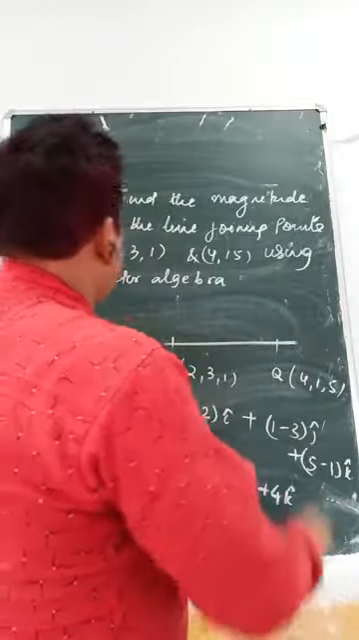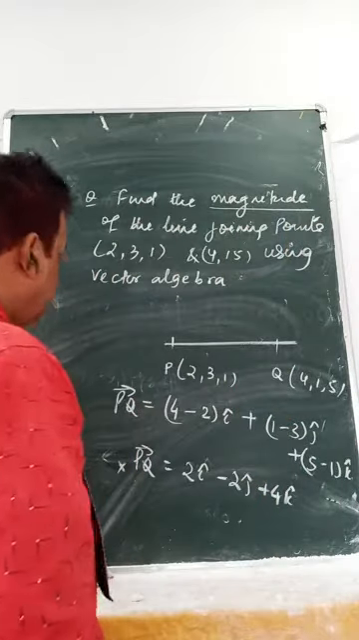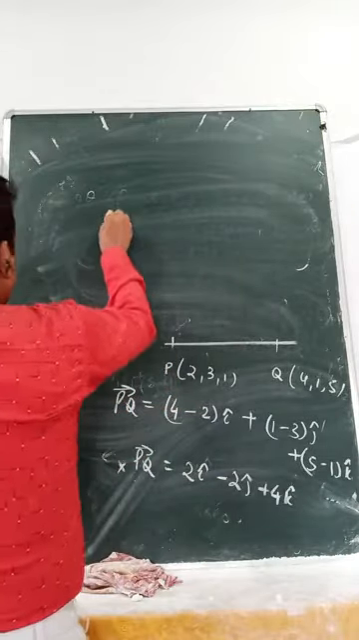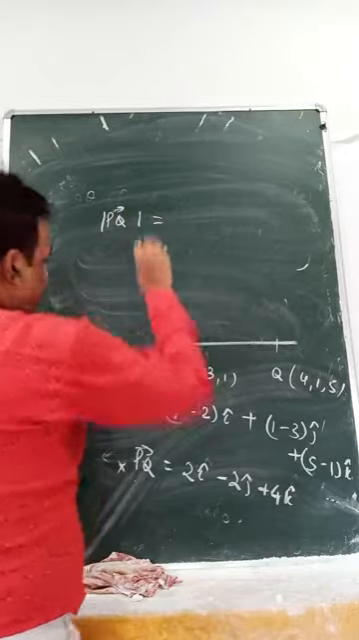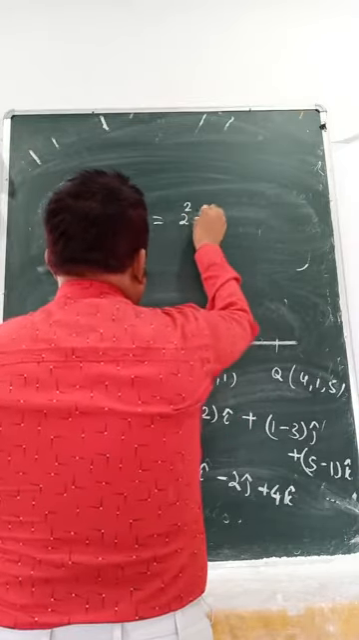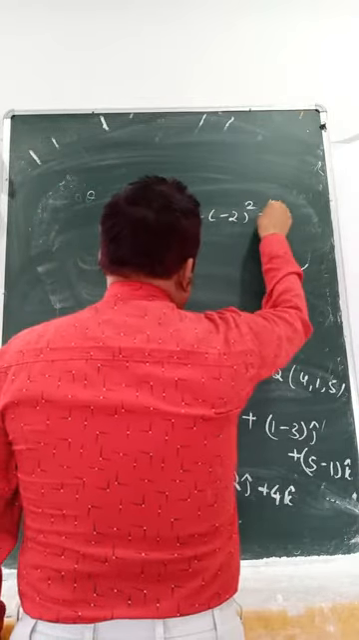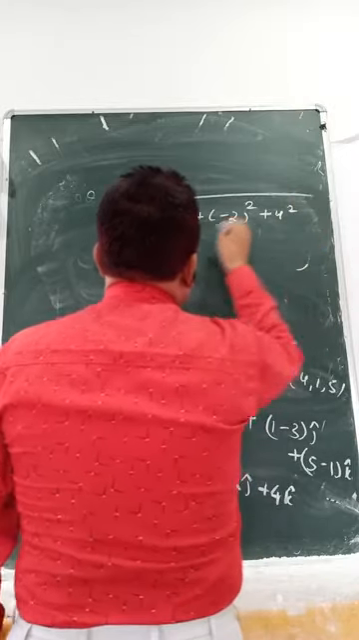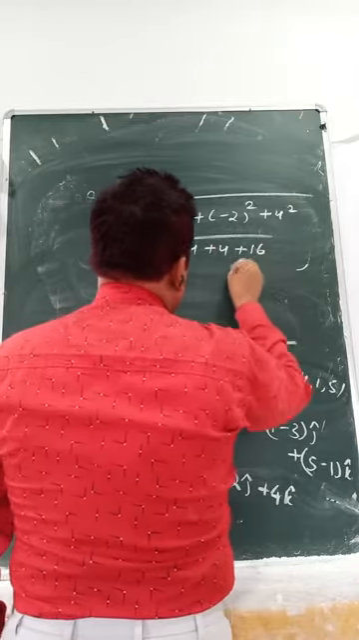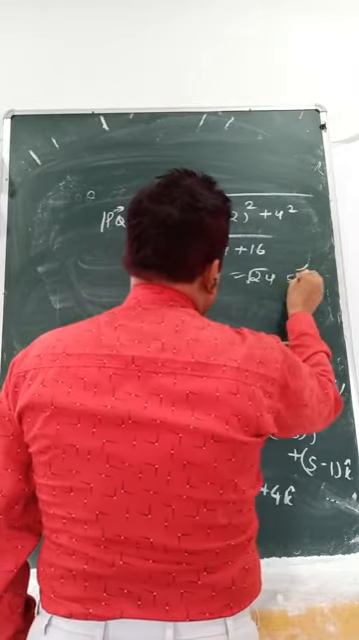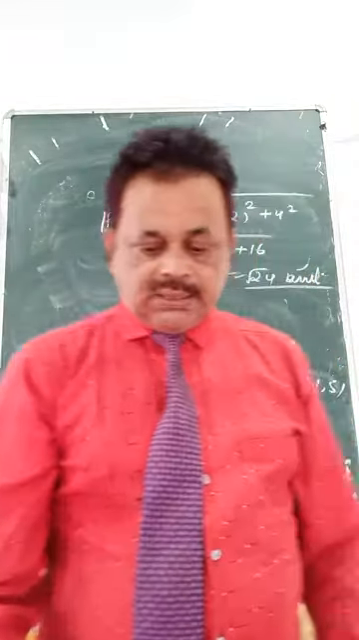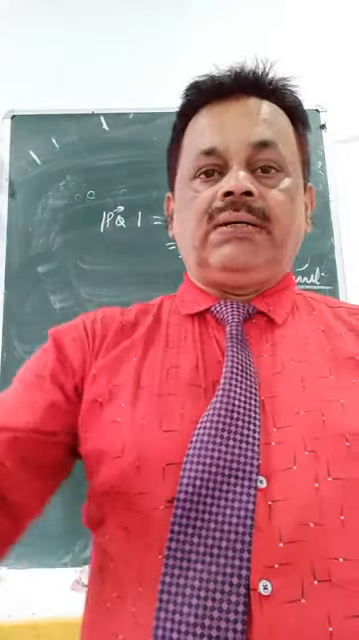Now what do you need to find? Magnitude. Magnitude means modulus. So what will be the modulus of this? PQ modulus is the square root of 2 square plus minus 2 square plus 4 square. That means 4 plus 4 plus 16, which is root 24 square units. So there are some questions related to this in your exercise 10.2. Try to complete them.